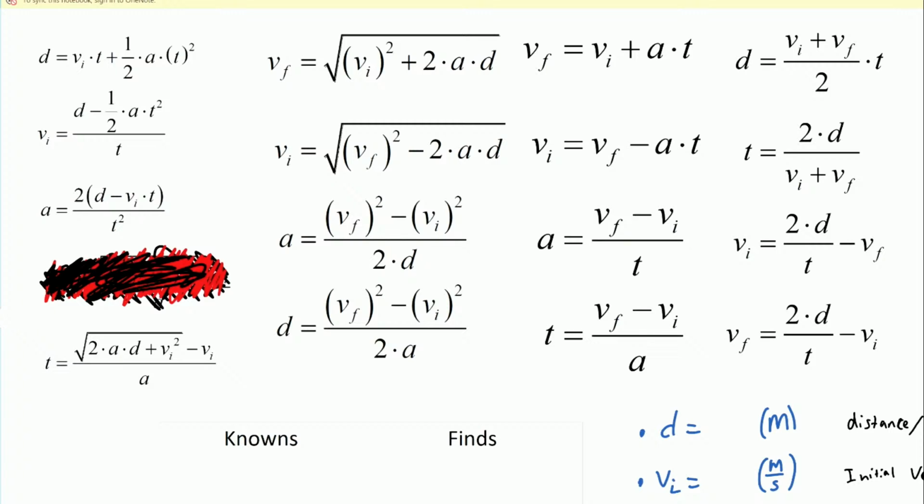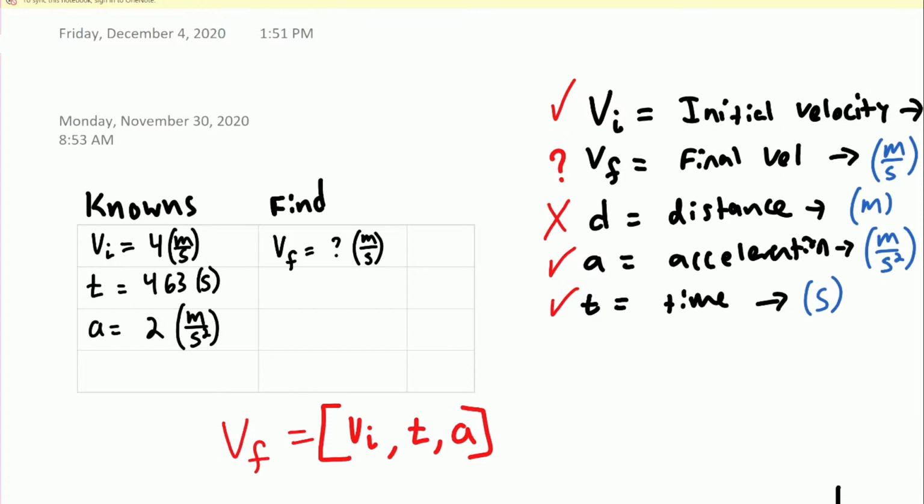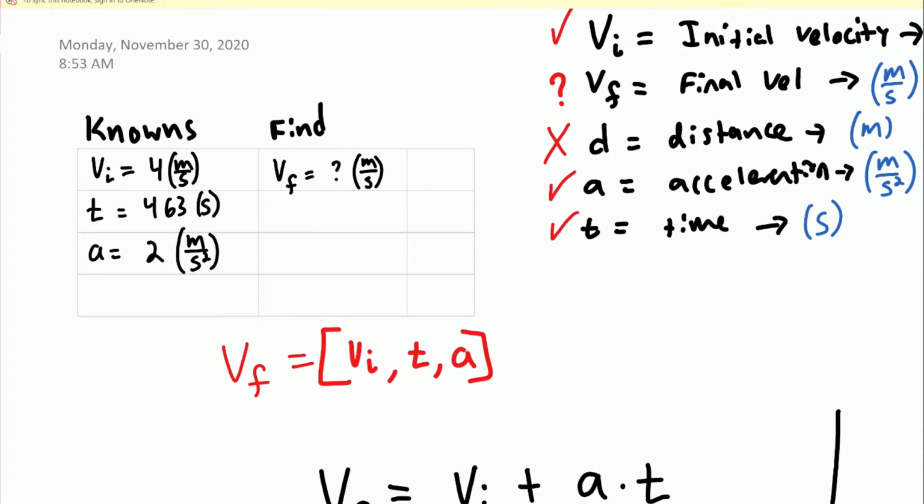So I know this looks intimidating. It's a whole bunch of letters and weird squares and square roots, but hopefully by explaining what they are and where they came from, that helps you guys. So in order to help thin all those equations out, since I've already solved them algebraically for you, I want an equation that starts with v sub f.